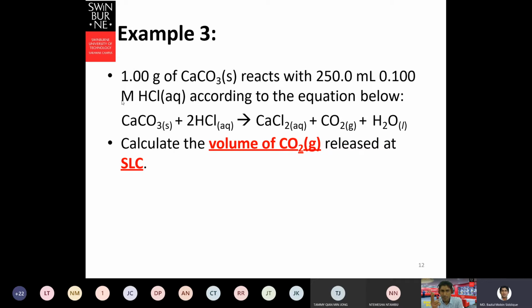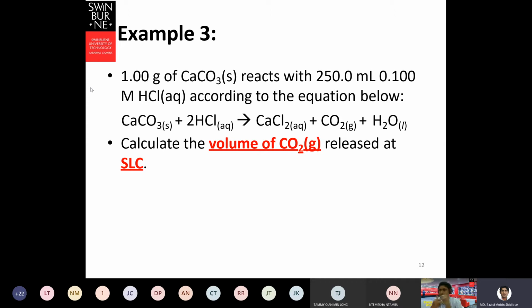There are two things. Please take note that it says 1 gram of calcium carbonate, right? It's 1 gram of calcium carbonate, but it says 250 milliliter of 0.1 molar aqueous HCl. So there are two different units again: 250 milliliter HCl, 1 gram.